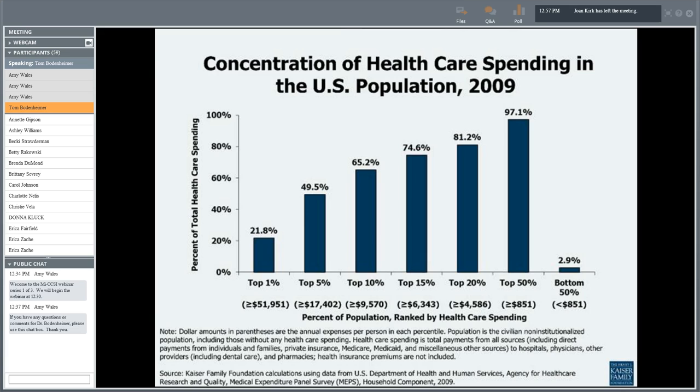Every time I see these bar graphs, I'm just amazed. And the top 1% of healthcare spenders in the country spend 22% of the total $3 trillion healthcare bill. Amazing. 1% of people incur 22% of all the money that we spend on healthcare in the United States. And 5% spend a half of it. So that's why there's, of course, so much interest in doing something about this 1% or 5% of patients who incur so much of our healthcare costs.